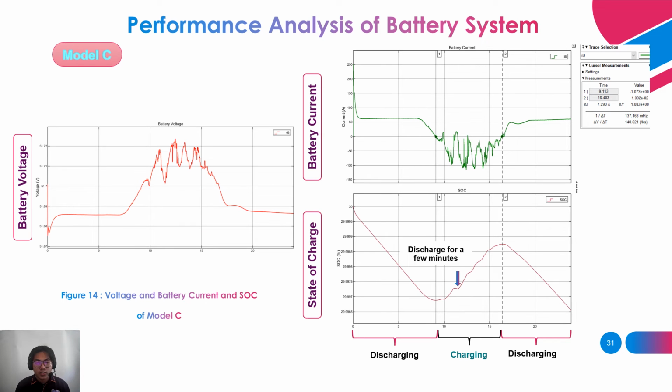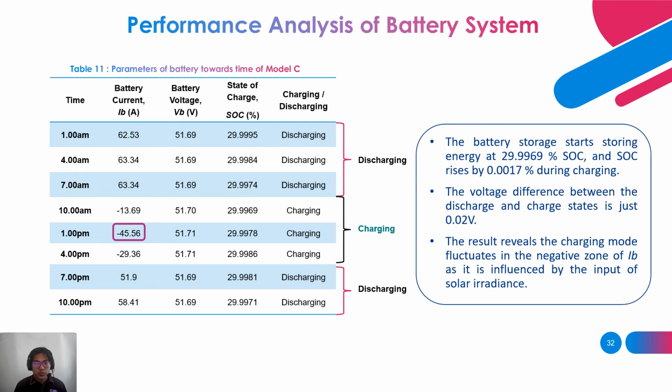From the waveform of state of charge in figure 14, it can be seen there is a slight discharging process during the charging mode around 11 am, maybe due to a few moments of cloudy weather, and it can be proved by observing a little lower irradiance profile around that time. The battery storage starts storing energy at 29.9969% of state of charge, and SOC rises by 0.0070% during charging. The voltage difference between the discharge and charge states is just 0.02 volt because the voltage keeps constant. The result reveals the charging mode fluctuates in the negative zone of battery current as it is influenced by the input of solar irradiance.